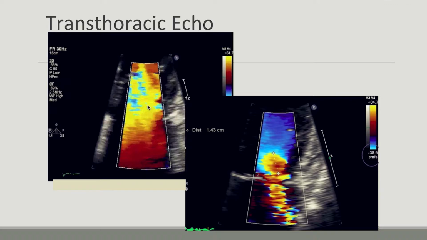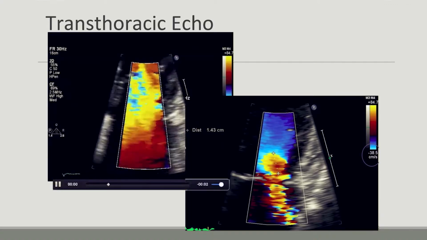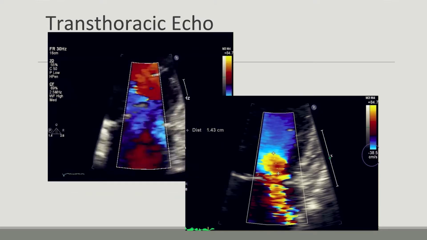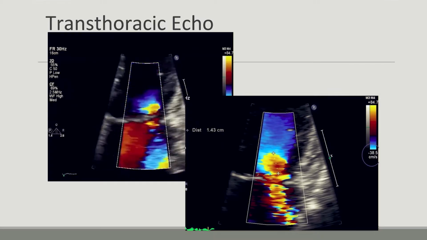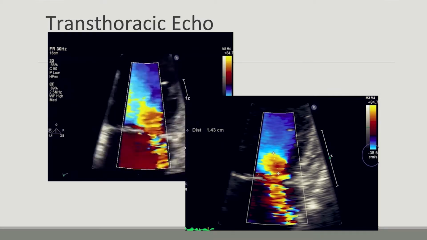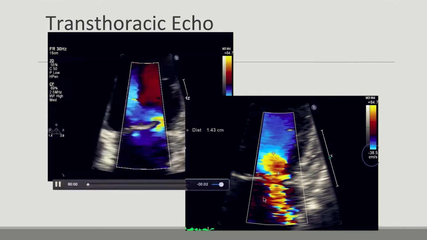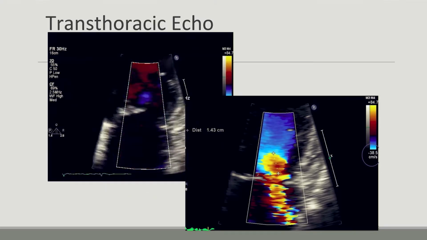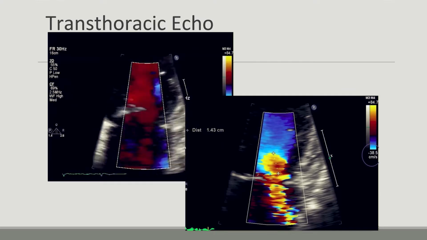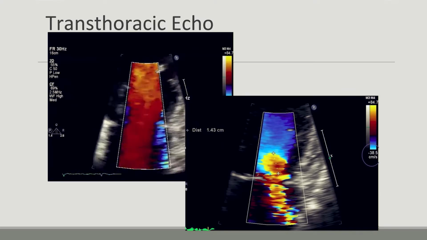If we were doing a PISA calculation, I like to start by zooming in on the valve so that you can measure the radius easily. I'll take one moving clip of the baseline shift, take one clip of the baseline shift with color compare, and then freeze it to do my measurement. These images help the reading physician know where the valve is so that the radius can be accurately measured.